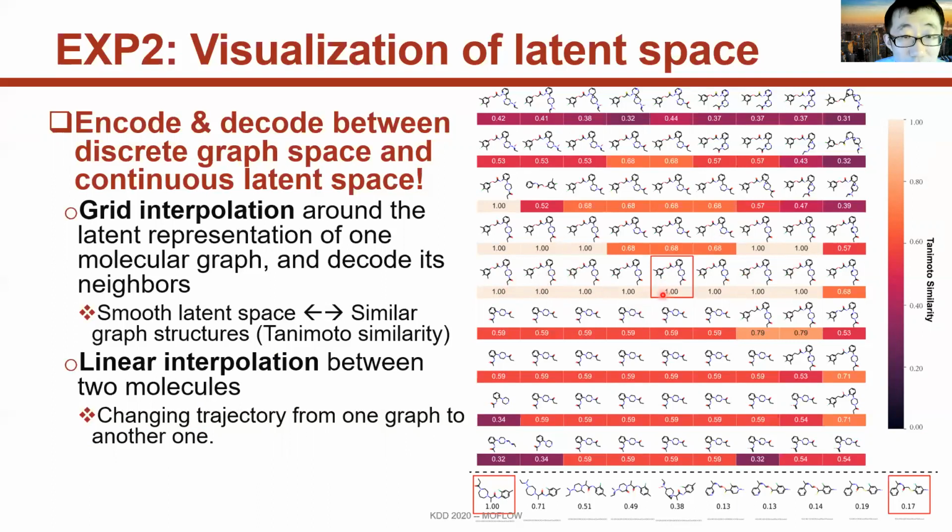We measure the similarity between different graphs and the center graph by the Tanimoto similarity. We can see the graphs change gradually in this two-dimensional latent space.